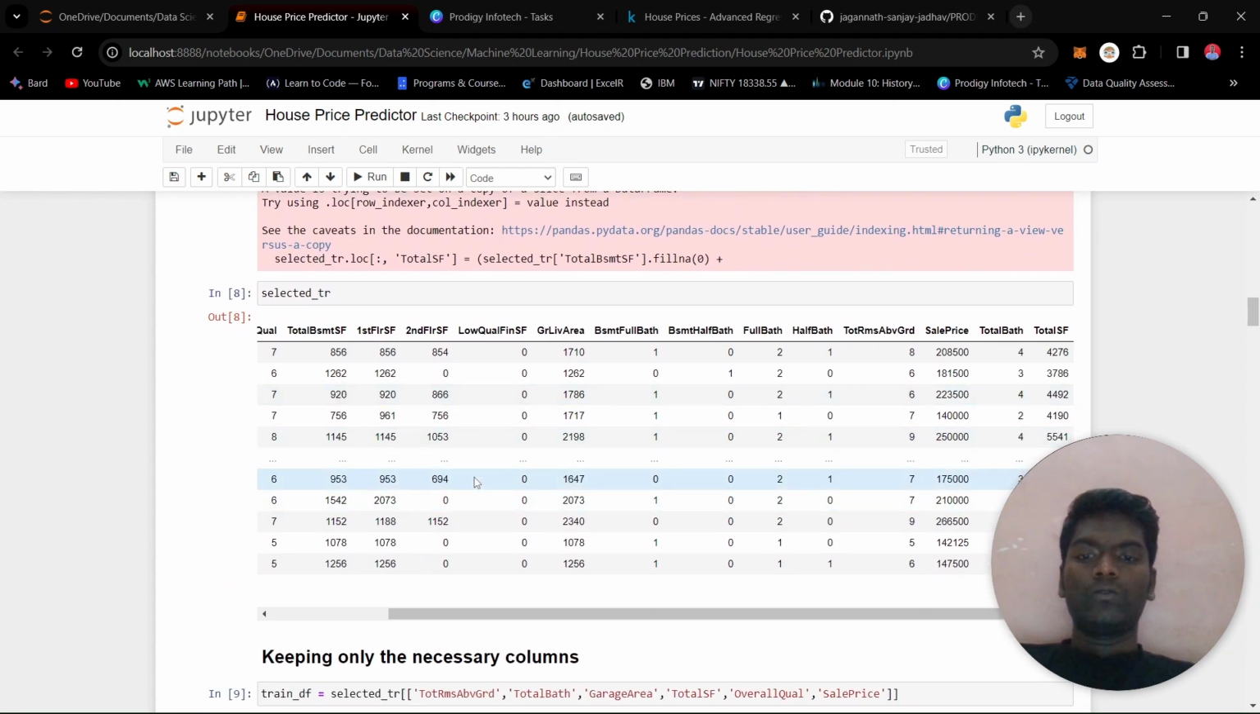So two of my columns have been created, total bath and total SF. This is the square footage, and these are the total number of bathrooms.